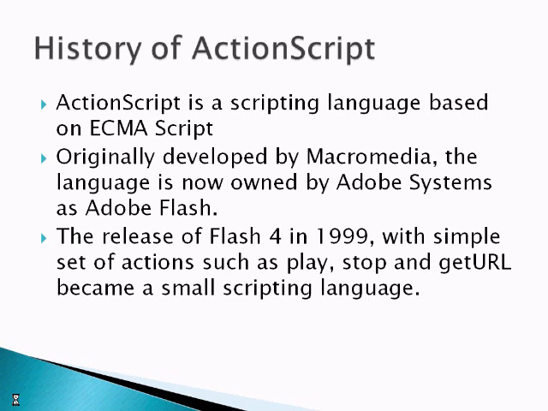Early Flash developers could attach a simple command called an action to a button or a frame. The set of actions was basic navigation controls with commands such as play, stop, get URL, and go to and play. With the release of Flash 4 in 1999, this simple set of actions became a small scripting language. New capabilities introduced for Flash 4 include variables, expressions, operators, if statements, and loops.